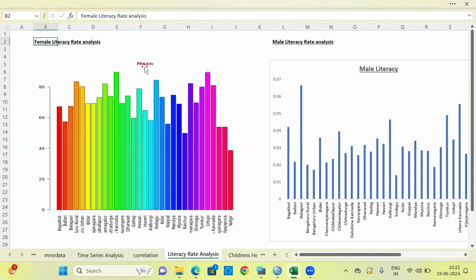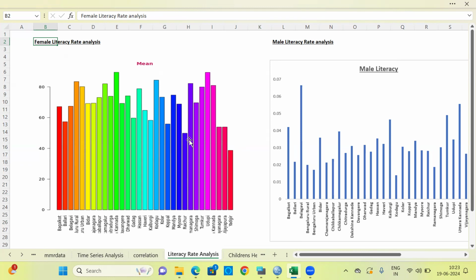I've used the mean statistic. Along the x-axis, you can see the different districts of Karnataka, and along the y-axis, you can see the percentage of literacy. I'd like to draw your attention to this tiny red color bar at the end. When you look at the x-axis, this is Yadgir. What does this tell? In the district of Yadgir, the literacy rate for females is the lowest. In fact, when you compare this with the y-axis, it is barely 40%. So in the district of Yadgir, the female literacy rate is very, very low.